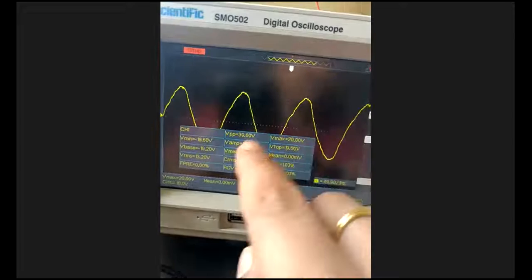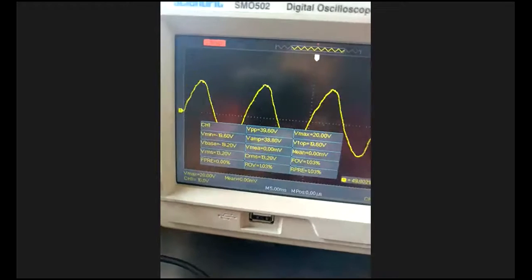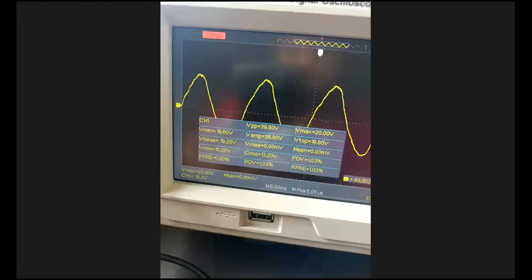So Vmax divided by √2 करो कितना हो जाता है देखो. Vmax divided by √2. $14 हो गए क्या? Yes or no? Leave that one.